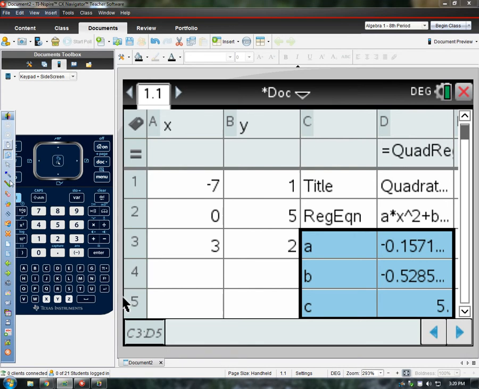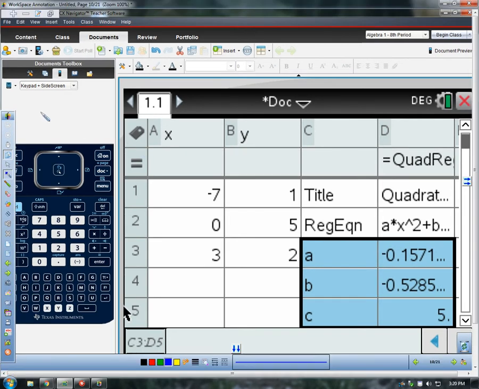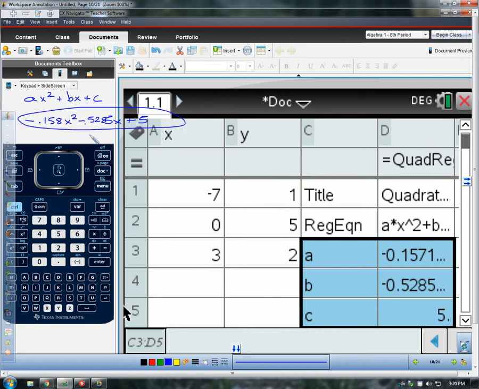And like I told you guys in class today, it gives it to you in standard form. So ax squared plus bx plus c. So -0.158 x squared minus 0.5285x plus 5 would be the equation.